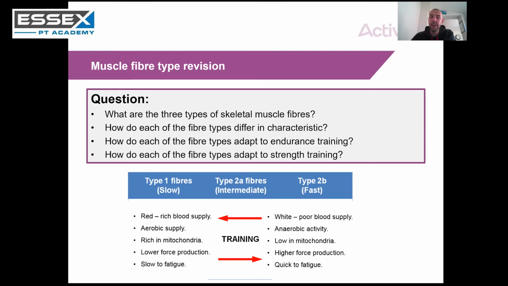Now, type 2A fibers are faster than type 1, but they can switch. So with training, type 2A can have more characteristics of type 1 fibers. They don't completely change over. What they do is they develop more of the characteristics. Or if you're doing more type 2B training, so your explosive weight training, sprinting, then your type 2A fibers are going to become more like type 2B. So they're interchangeable. Okay, so think of them like that. They don't completely change. They're still always a type 2A, but they pick up characteristics.